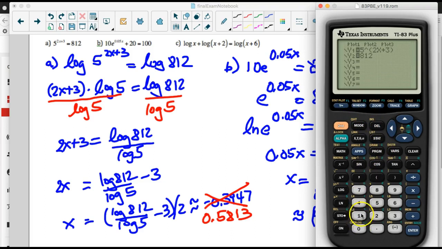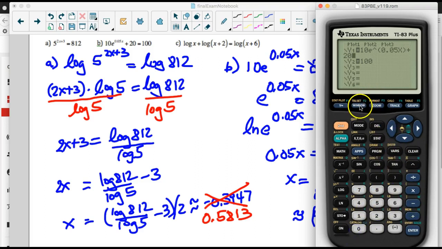We're going to type in the function that is given on both sides of the problem. This is going to be, the second function is 100. First function is 10 e to the 0.05x plus 20. Oops, that's minus, plus 20.